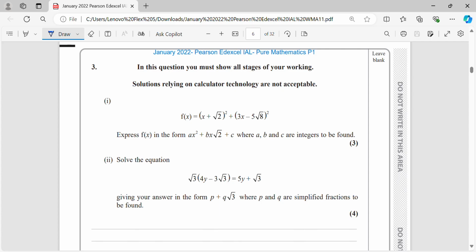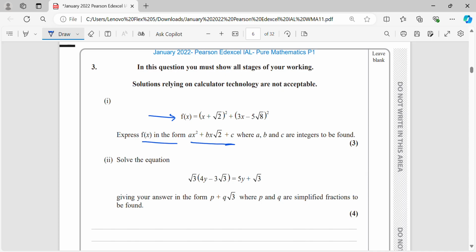In this video, I will be solving question number 3 from paper January 2022, Pearson Edexcel IAL Pure Mathematics P1. Question number 3 is f of x equals (x plus root 2) whole squared plus (3x minus 5 root 8) whole squared. Express f of x in the form of this.